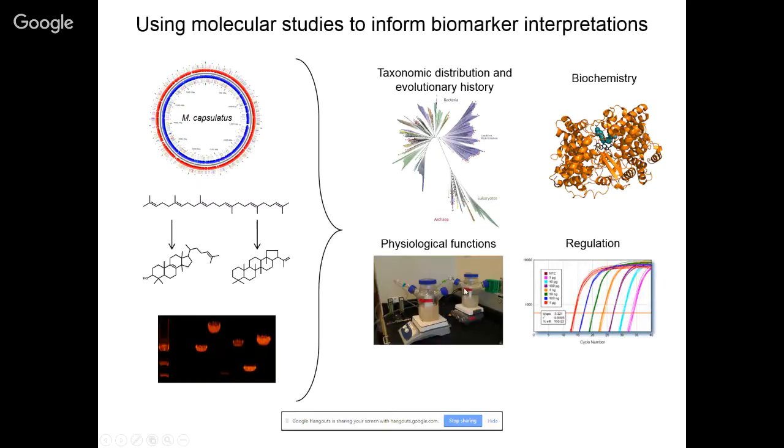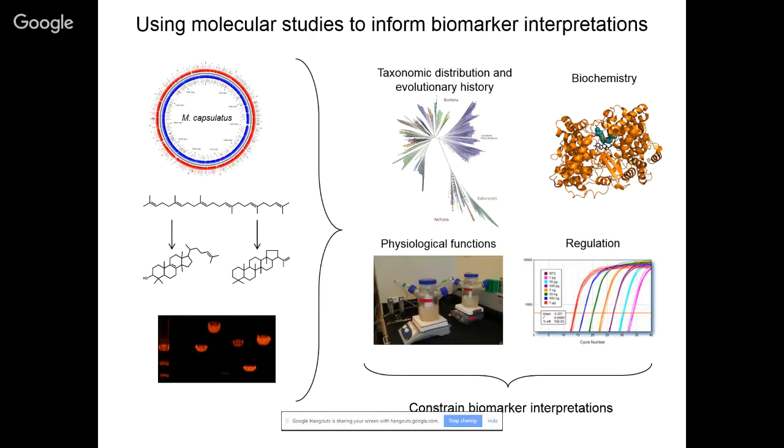Construction of deletion mutants also allows us to do physiological studies, so we can make a mutant that no longer makes this lipid and then test what conditions are not viable or what phenotypes we observe in terms of disturbing the membranes and whatnot. And we can also link it to environmental conditions through regulation. Using qPCR, we can look at the expression of these genes directly under different environmental conditions. All of those experiments together are really going to help us constrain these biomarkers and make these interpretations much more robust.